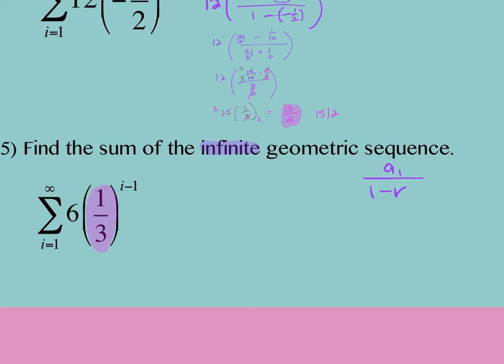And you won't really know it because it's not like it'll give you an error if you plug it in. It just gives you an answer and it's a false answer. So be careful there. So A sub 1 is 6. 1 minus r is 1/3. This becomes 3/3 minus 1/3, so 6 over 2/3. Keep, change, flip. 2 goes into 6 3 times, and the answer here is 9.